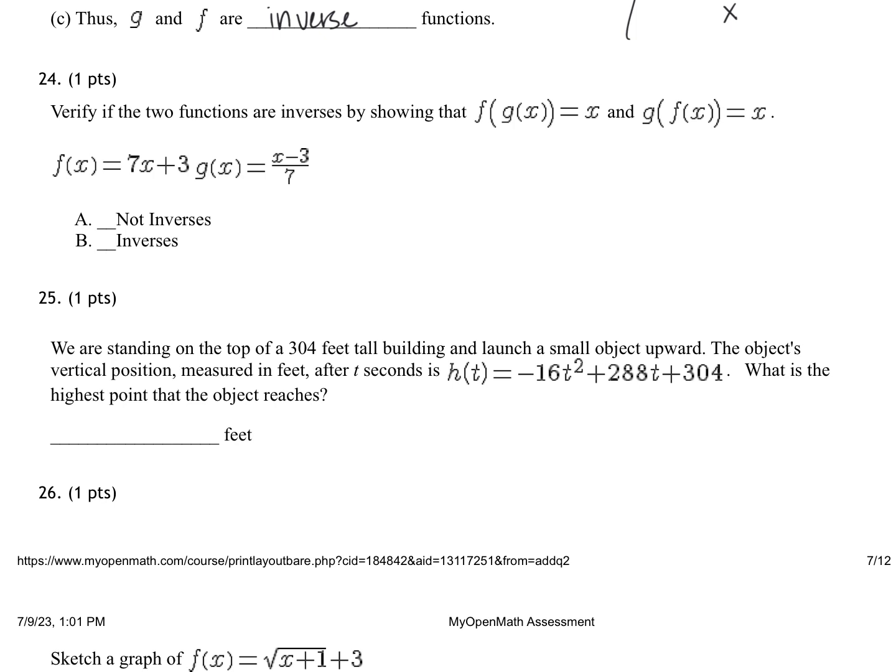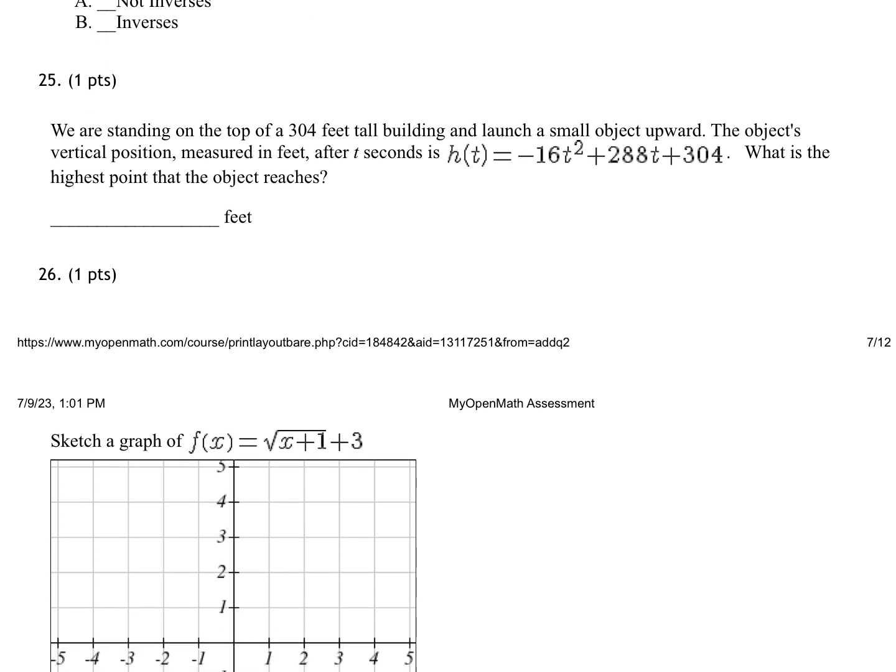24, verify if two functions are inverses. Same thing we just did in 23. 25, we are standing on the top of a 304 feet tall building and launch a small object upward. The object's vertical position measured in feet after t seconds is given by this function. What's the highest point the object reaches?